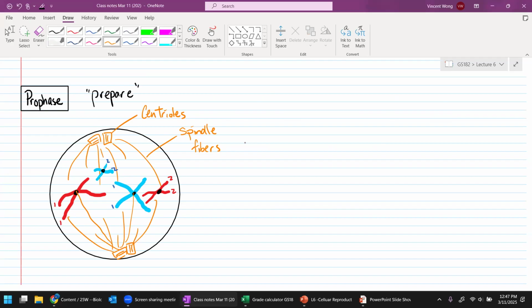Very good. So here you can see the nuclear envelope is gone. Chromosomes are out. It's pretty much everything that's on the slide. I'm just drawing it out for you to help you understand it a little bit better.